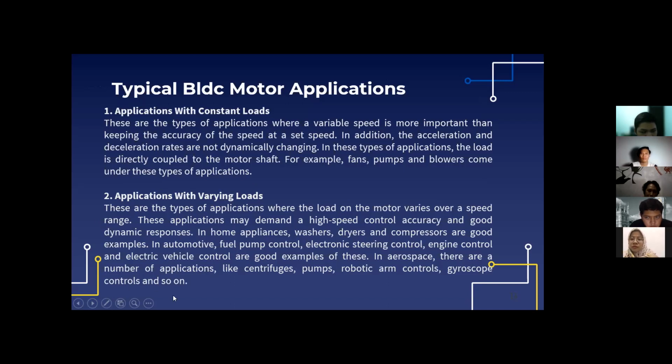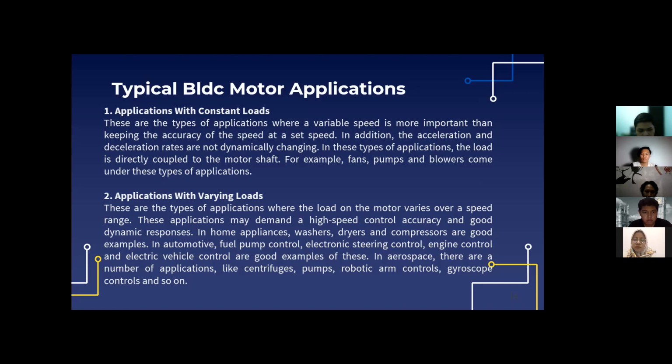Typical BLDC motor applications. First, applications with constant loads. These are types of applications where variable speed is more important than keeping the accuracy of the speed at a set speed. In addition, the acceleration and deceleration rates are not dynamically changing. In these applications, the load is directly coupled to the motor shaft. For example, fans, pumps, and blowers come under these types of applications.